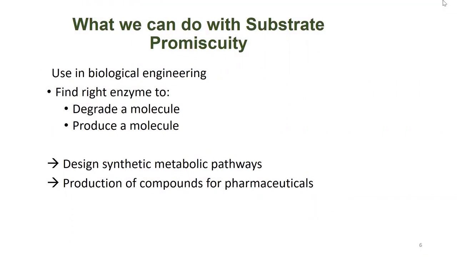The fact that enzymes can act on many more molecules than we thought possible means that we can use enzymes much more efficiently and much more broadly for biological engineering. For example, if we want to degrade a molecule, or produce a molecule that is not easily found in nature, we can just find the right enzyme and make it act on the right molecule in order to create what we want. This will be very useful, for example, for making compounds for pharmaceuticals or in a variety of other industries.